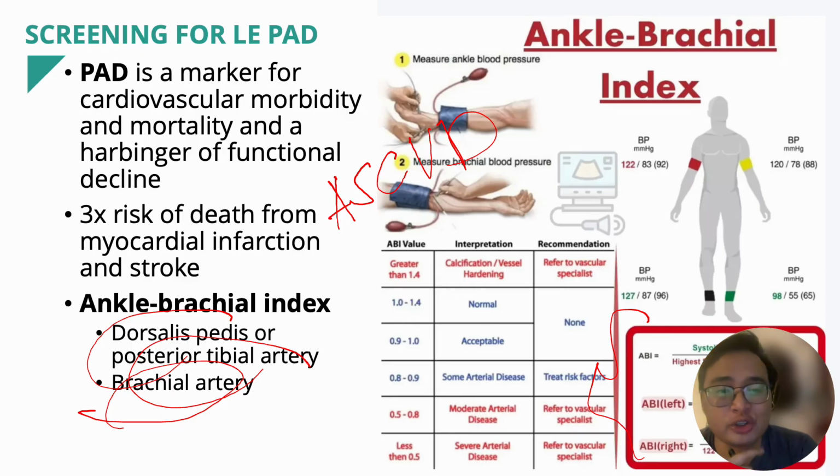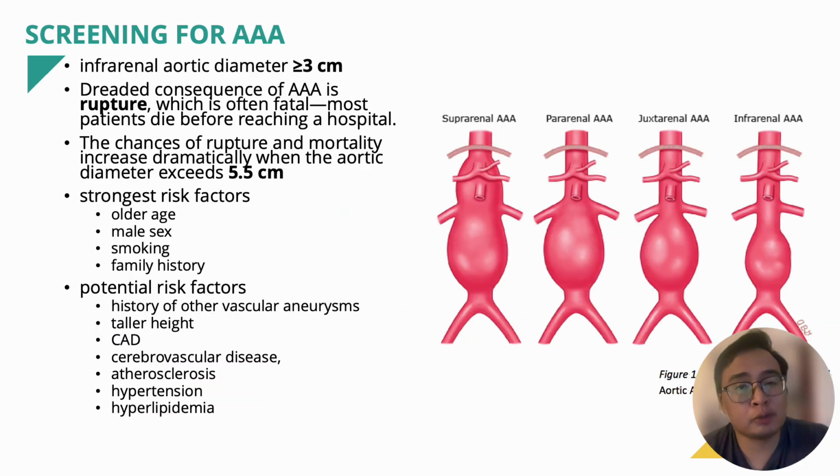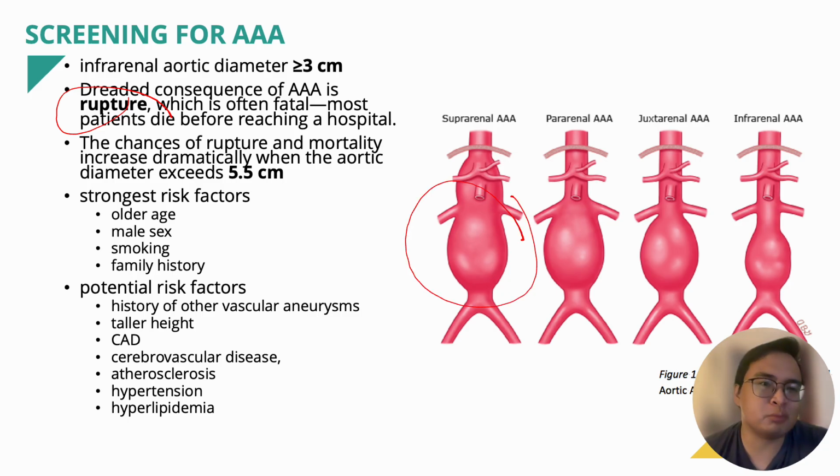Now let's move on to screening for abdominal aortic aneurysm. But first, why do we need to screen for AAA? It's because the dreaded consequence is rupture. When this aneurysm ruptures, it's most likely going to be fatal. Most patients die before reaching the hospital. So the chances of rupture and mortality increase dramatically when the aortic diameter exceeds 5.5 centimeters.